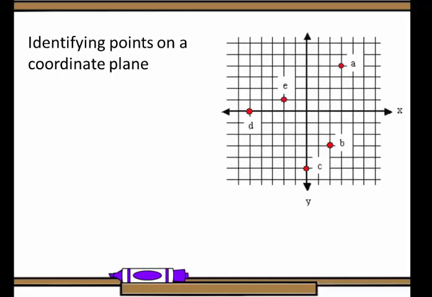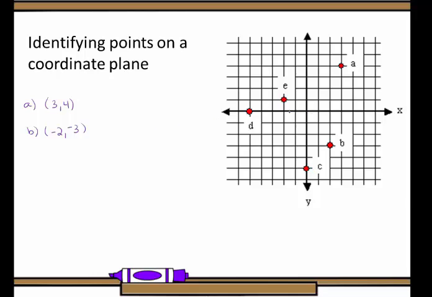To identify points on a coordinate plane, we count. To A, I'm going to go 1, 2, 3, 1, 2, 3, 4. So point A is the point (3, 4). For B, I go over 1, 2, and then down 1, 2, 3. So B is (-2, -3).